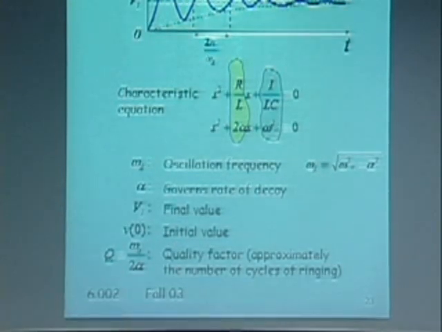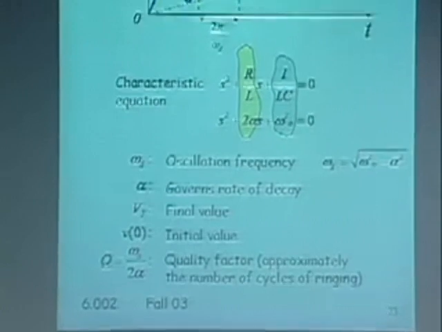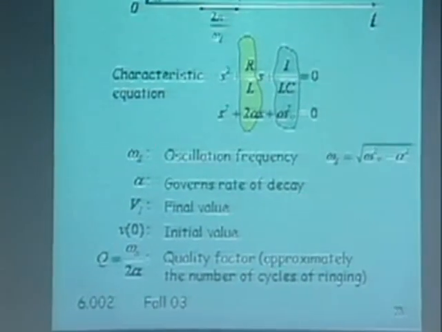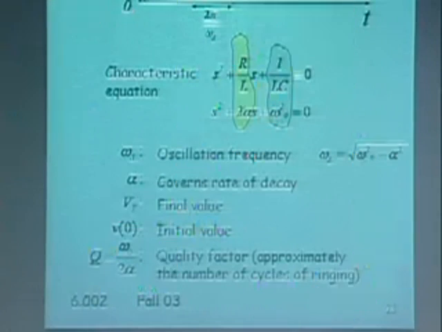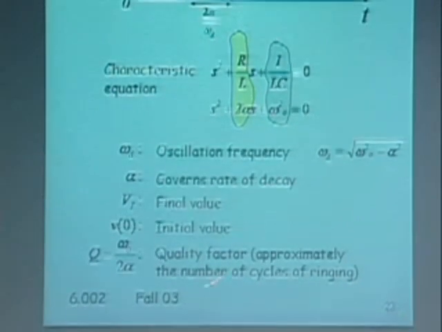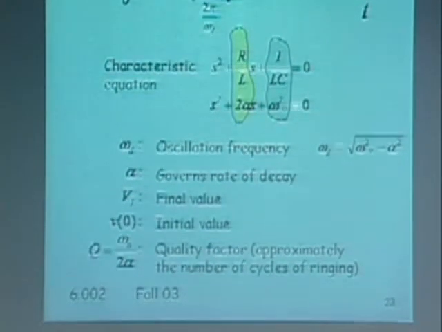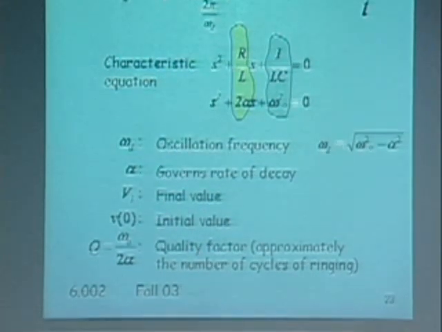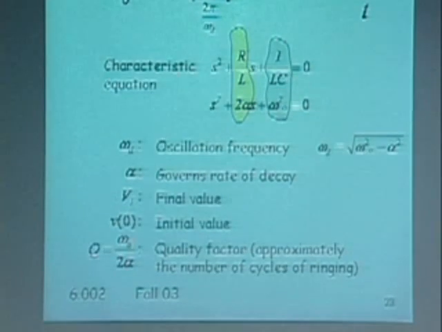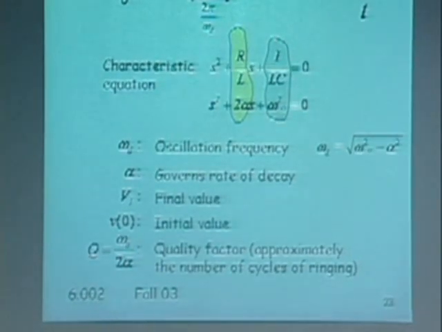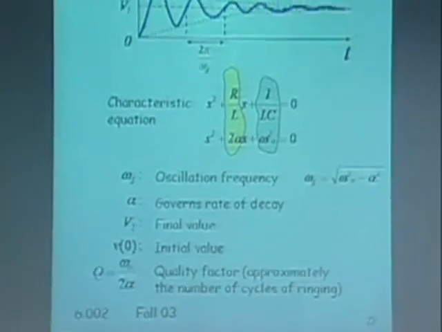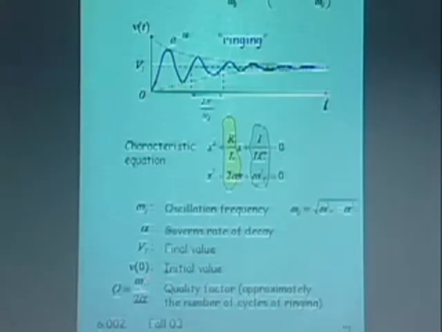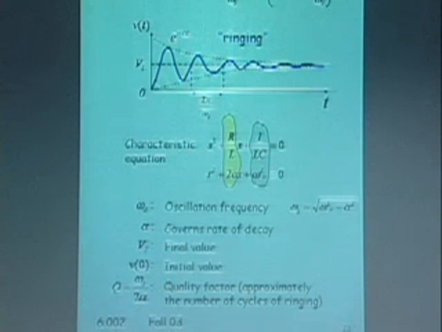Okay, some of you may have heard the term, oh, that's a high Q circuit. Q is an indication of how ringy the circuit is. Okay? And Q is defined as omega naught by 2 alpha. It's called the quality factor. And it turns out that Q is approximately the number of cycles of ringing. So if you have a high Q, you ring for a long time. If you have a low Q, you ring for a very short time. Okay, that's called the quality factor, defined by omega naught by 2 alpha.